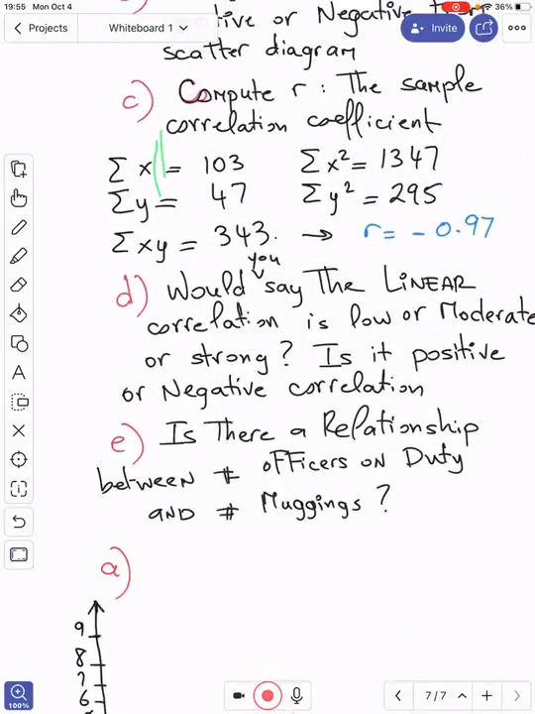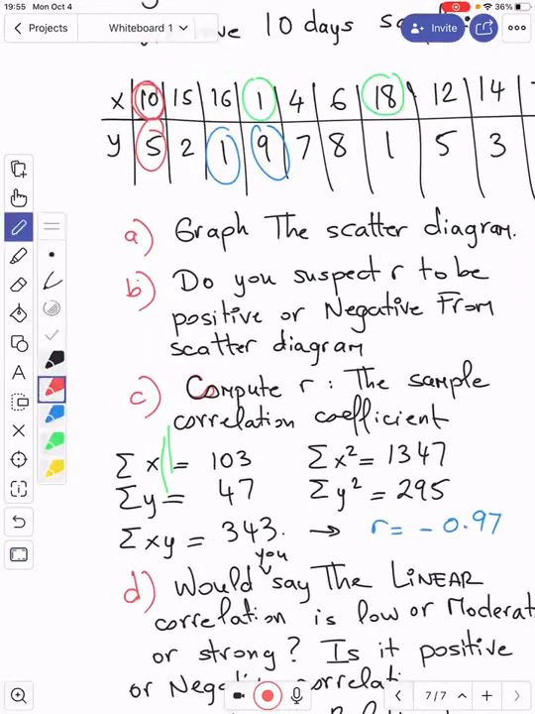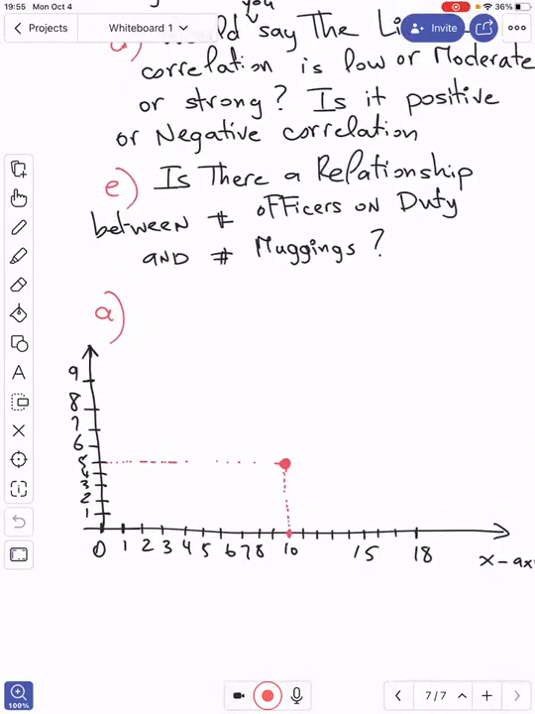Next point, x is 15. The corresponding y is 2. So when x is 15, y is 2. So let's go to x equal to 15. So here x is 15, right? And then we're gonna go with the vertical line and then we're gonna stop at 2, level y is equal to 2. So as you can see here, this is where y is 2. So we're gonna stop right here. So that'll be my second point. So that's the point where x is 15, y is 2.